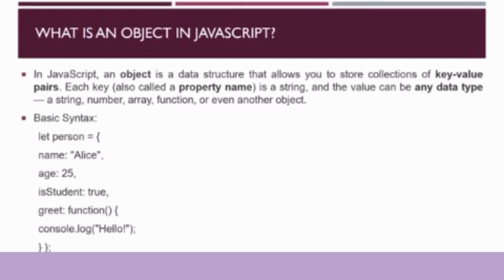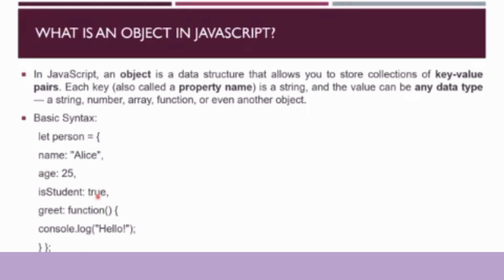An object is like a container that helps us store information in a structured way. Think of it like a real world object, such as a person or a car, which has different features. For example, a person has a name like Alice, an age like 25, and maybe whether they are a student or not, true or false. In JavaScript, we can store all this information inside one object instead of making separate variables for each thing.